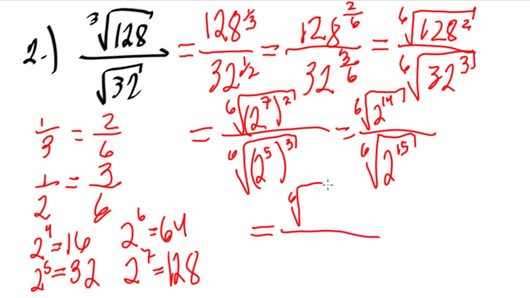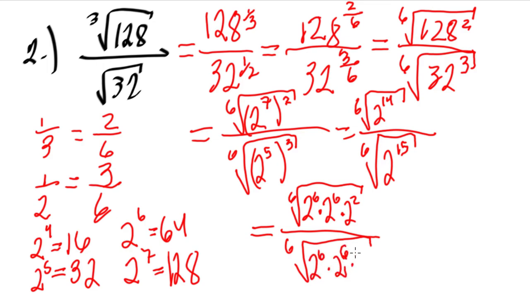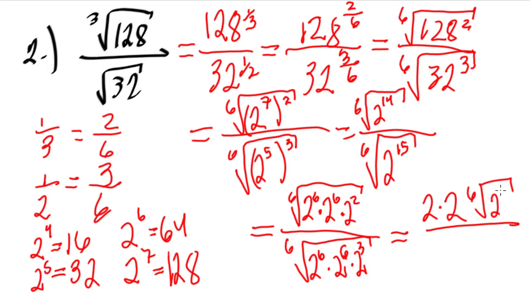The sixth root of 2 raised to 6 times 2 raised to 6 times 2 squared. Then down below what we have is 2 raised to 6 times 2 raised to 6 times 2 raised to 3. Hence, 2 raised to 6 gives 2 outside, and the other 2 raised to 6 gives 2 outside, and what we have left is the sixth root of 2 squared. Then outside again, we have 2. We extract this one here, and also this one here. So 2 times 2.